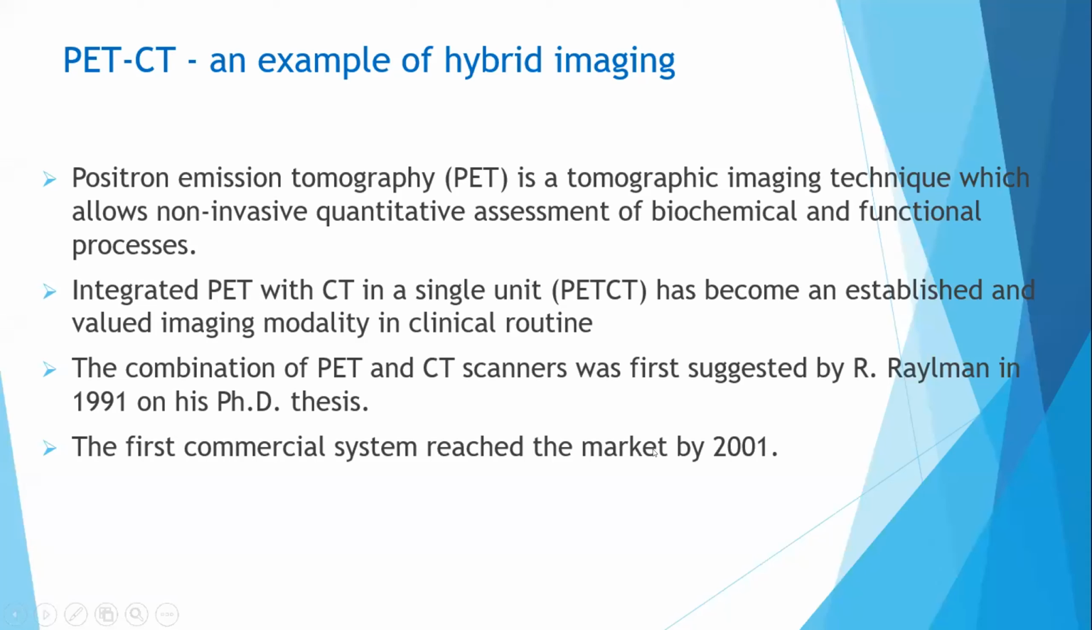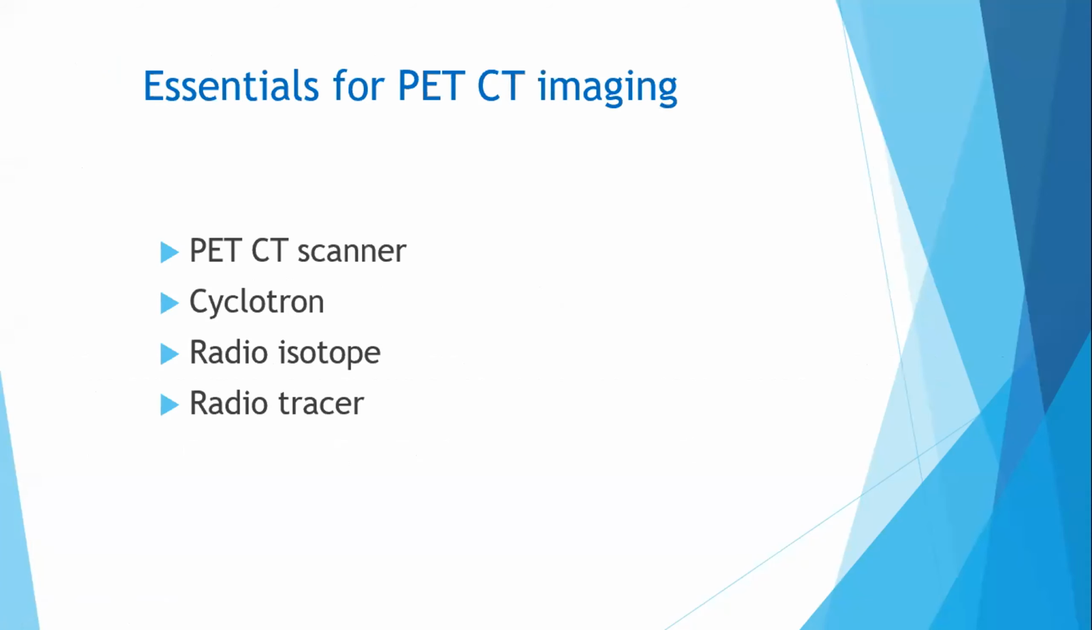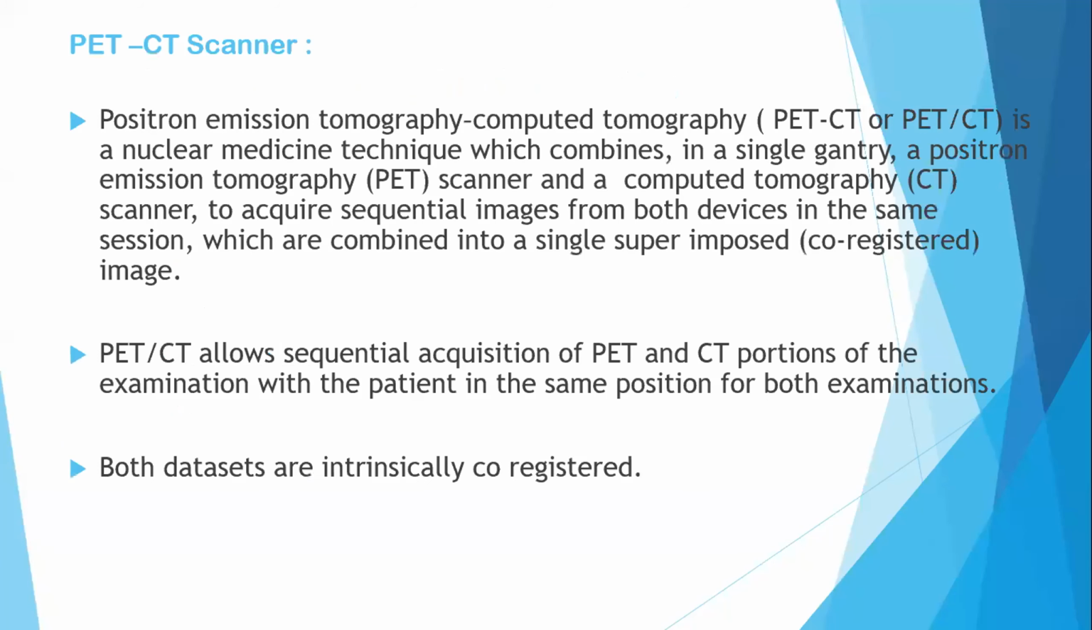PET is a tomographic imaging technique which allows non-invasive quantitative assessment of biochemical and functional processes. Integrated PET with CT now has become an established and valued imaging modality in clinical routine. The combination of PET and CT scanner was first suggested by Railman in 1991 in his PhD thesis. The first commercial system reached the market by 2001. PET CT scanner, cyclotron, radioisotope, and radiotracer, all four are essential for PET CT imaging.